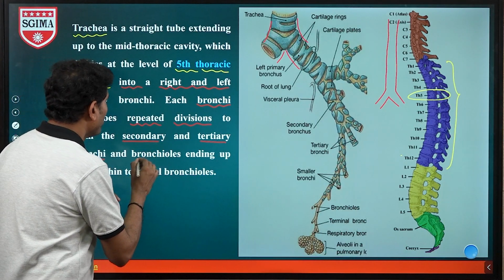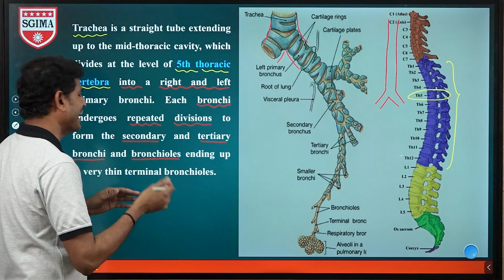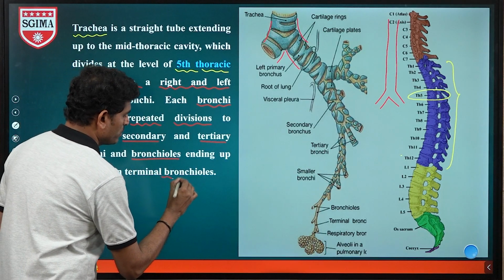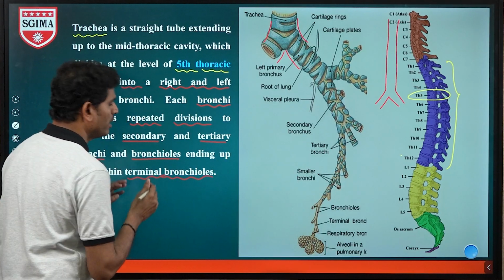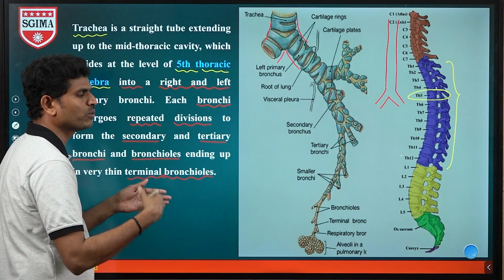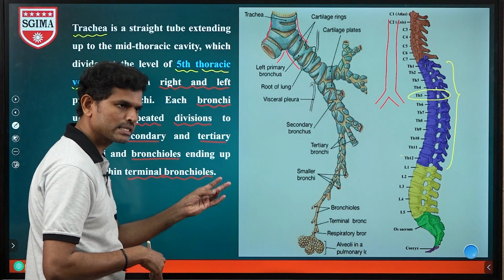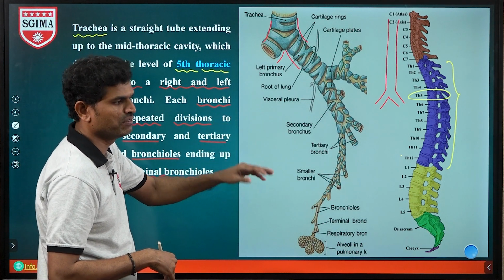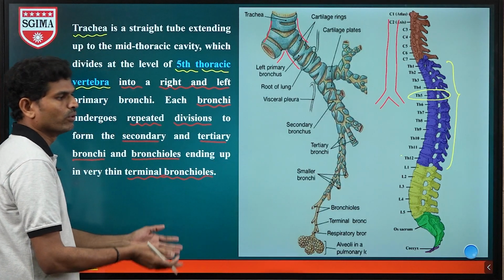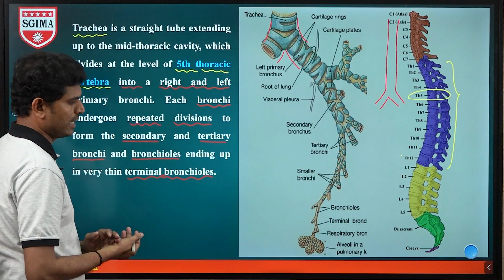The bronchi finally divide into bronchioles, ending up with very thin terminal bronchioles. But here the terminal bronchiole is not the end. It further divides into respiratory bronchioles and alveolar ducts, and the alveolar ducts finally end in alveolar sacs. Alveolar sacs communicate with the alveoli, the final structures. This many divisions can happen, and I will explain them further.